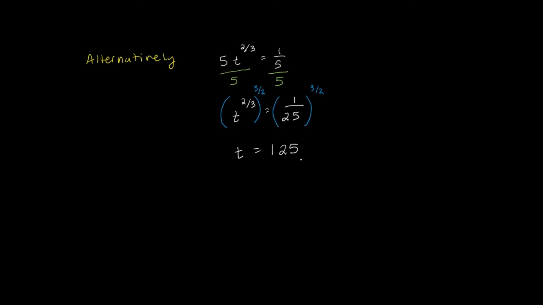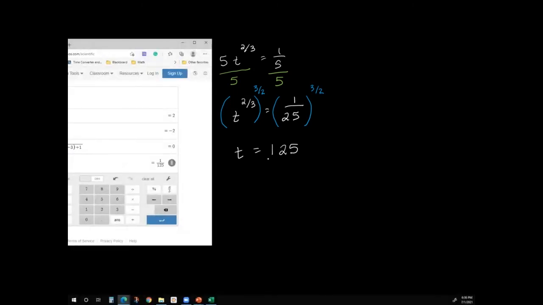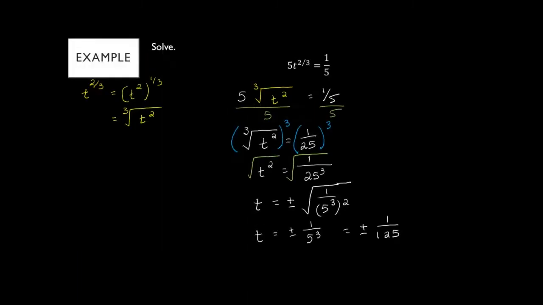Now here's the thing. When we did it this way, using Desmos, we got basically one answer. But when we solved it the other way, we got a plus or minus. So what is correct? Well, we need to check our answer. In here, we need to check both the positive and the negative.